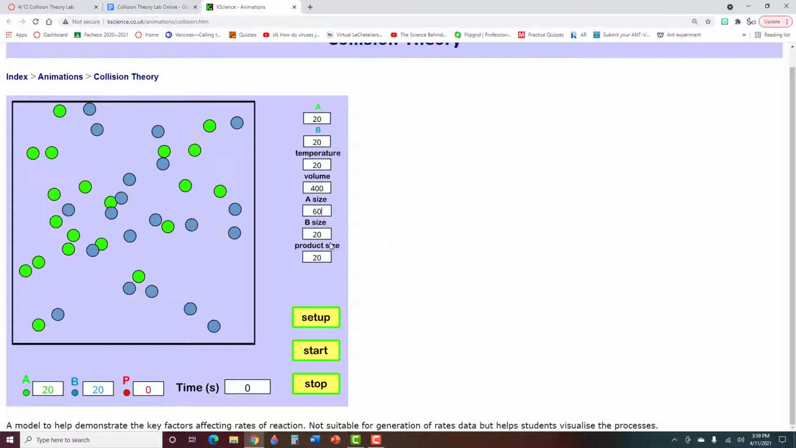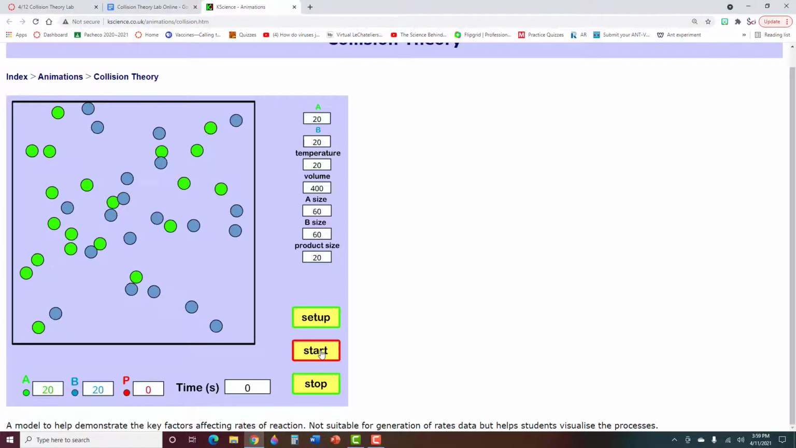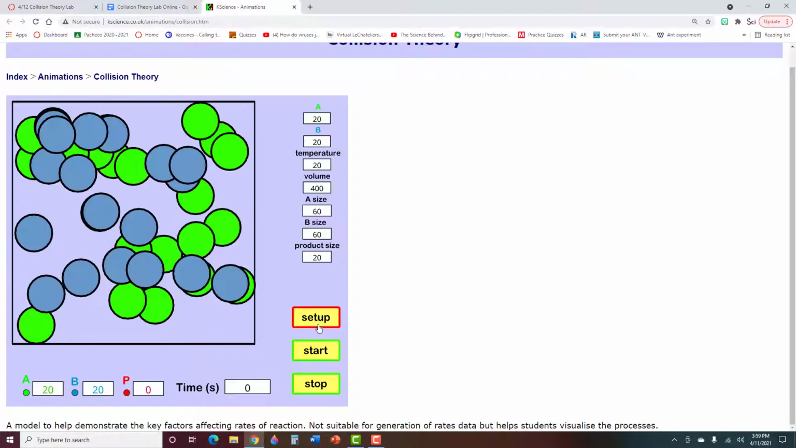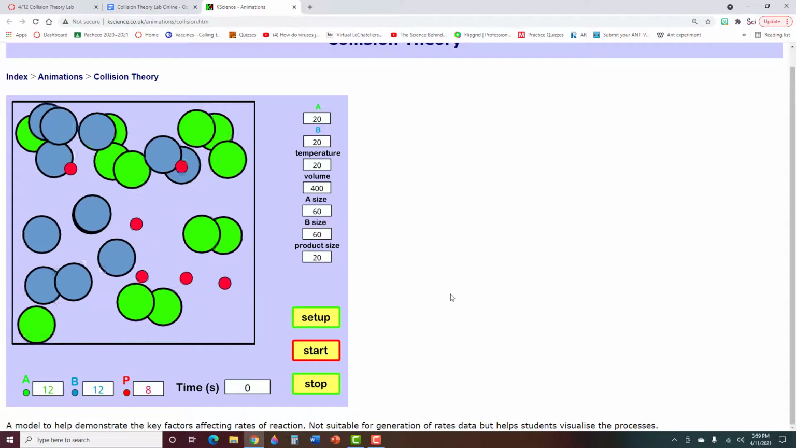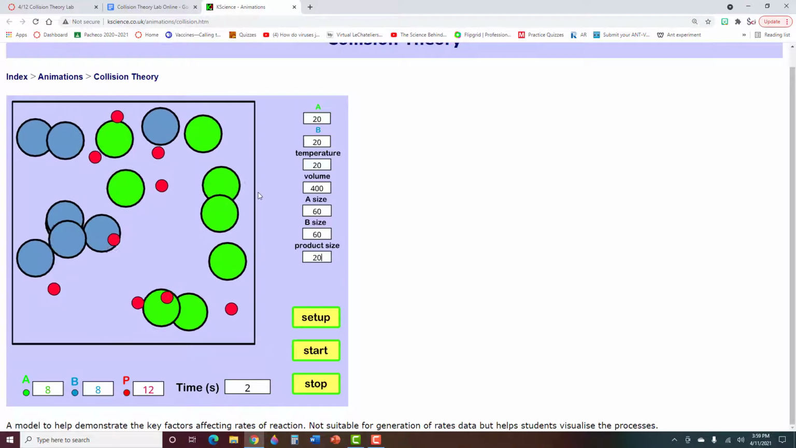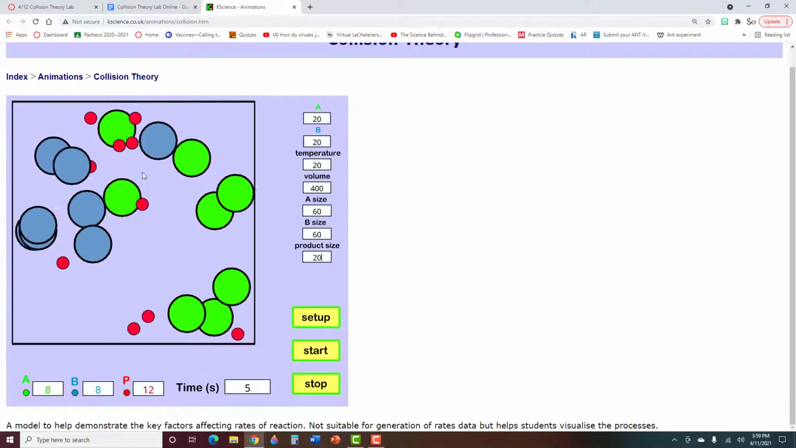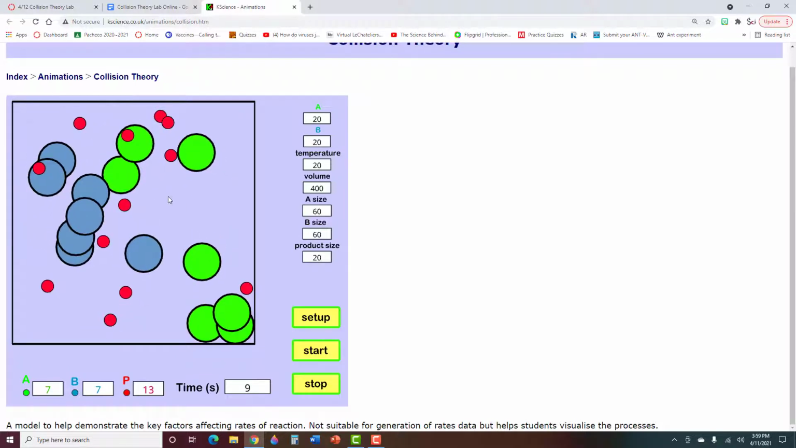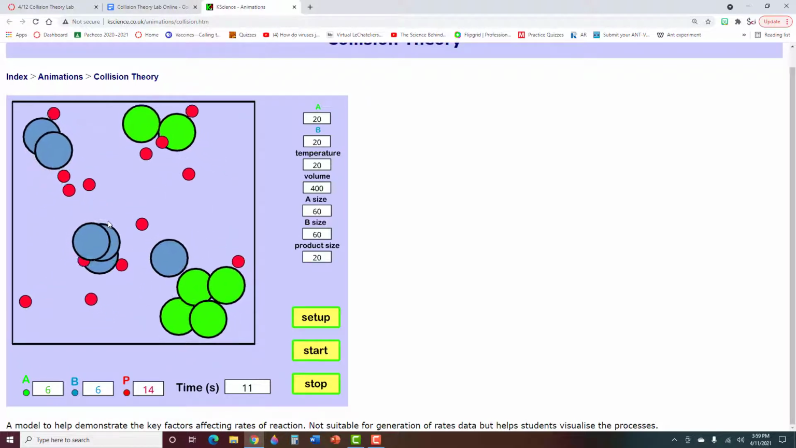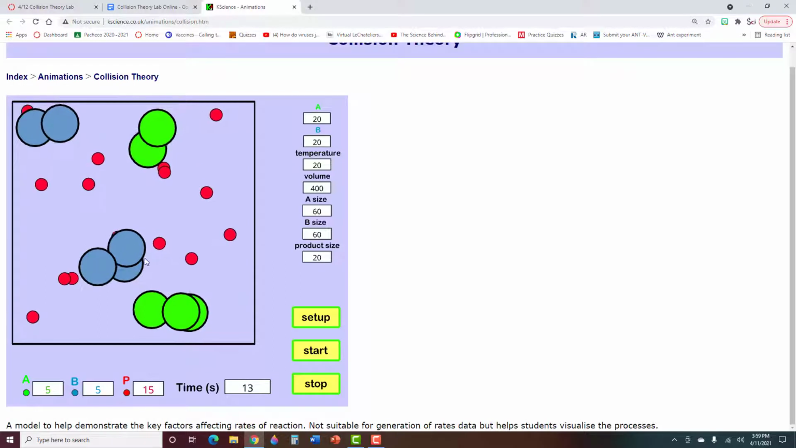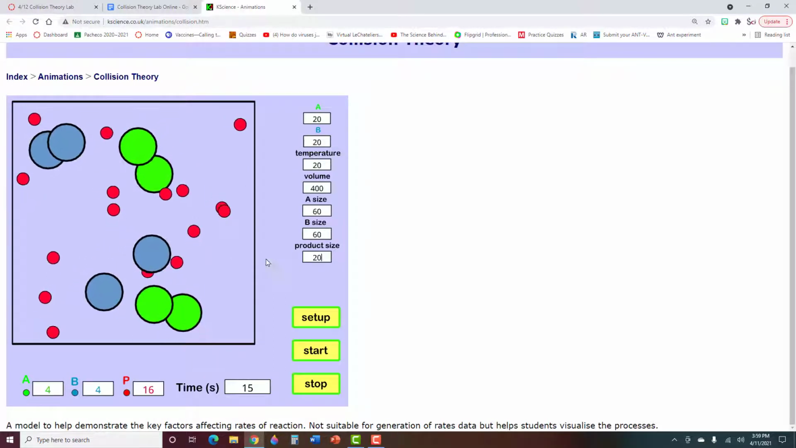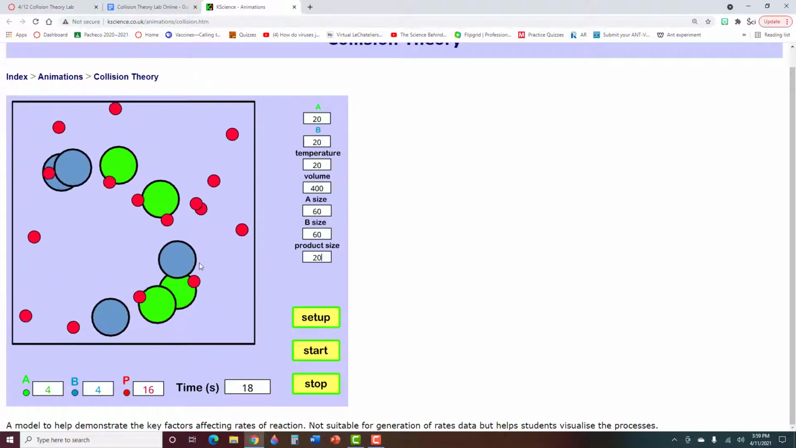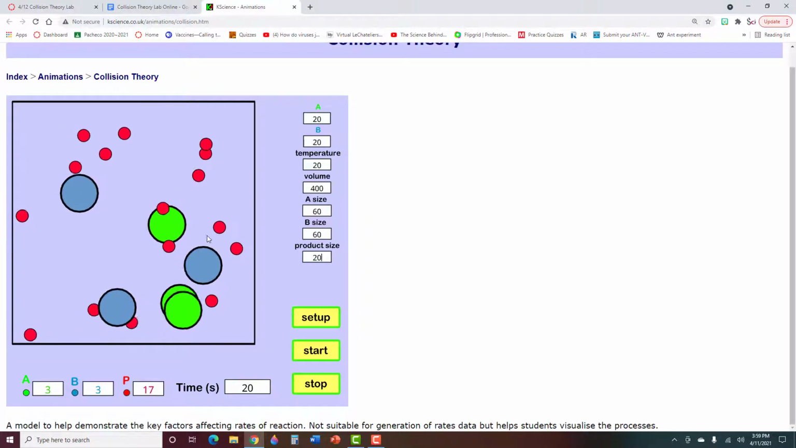So let's change these to 60. And I'm going to go ahead and start. No, sorry, run setup and then start. All right, so we increased the surface area, in quotes, by making these particles larger, which is kind of what surface area does. If you cut something into smaller pieces, you give more surface area for a reaction to occur, which is what is being illustrated here.